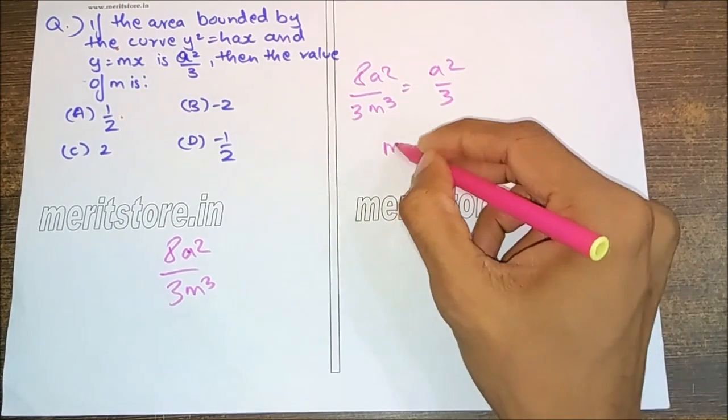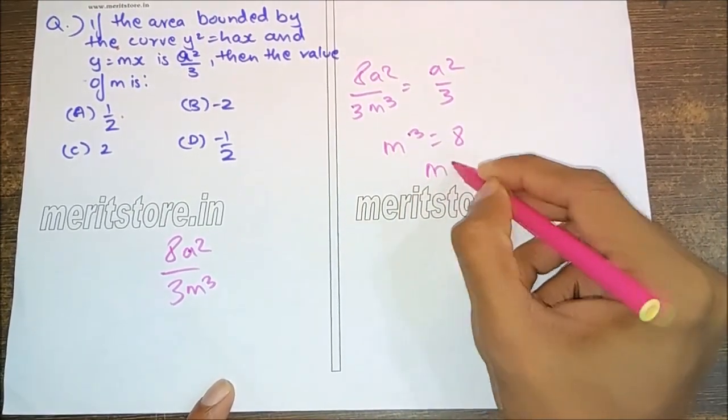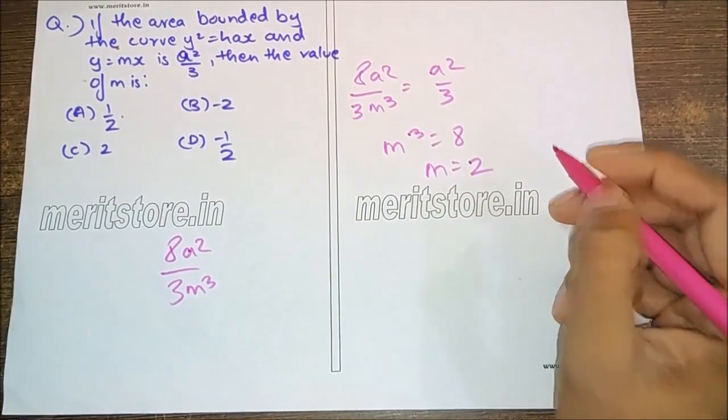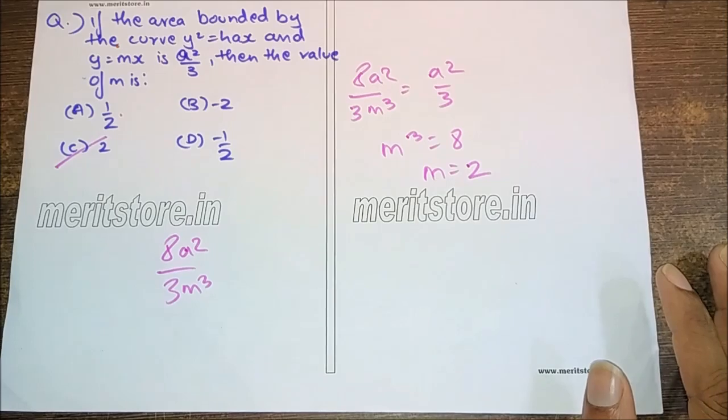Therefore, we get m cube is equal to 8. Therefore, m is equal to 2, which is our answer, and it matches with option C. Therefore, option C is the correct answer.